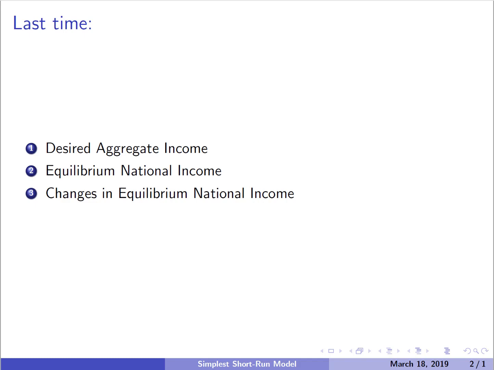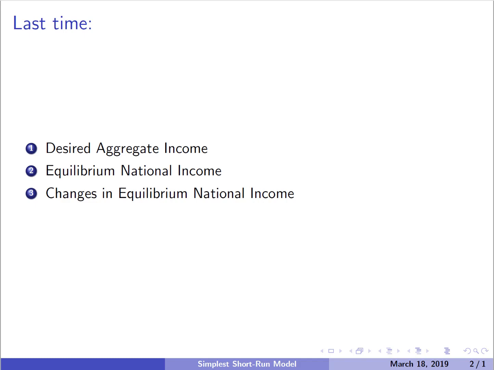We then talked about what equilibrium would look like in this model, where we said actual GDP or actual national income, or Y, equal to desired aggregate income or desired aggregate expenditure, which we represented with AE. And we talked about what happens when there's changes in equilibrium. So we used this idea of the simple multiplier to talk about, if some level of autonomous aggregate expenditure changes, what happens to our equilibrium national income.